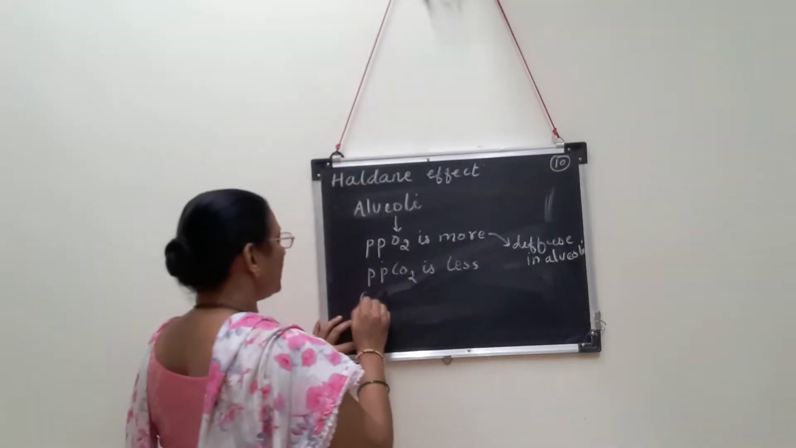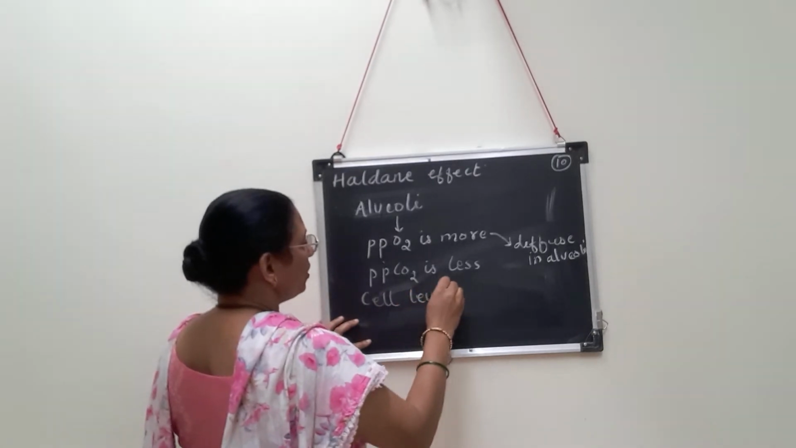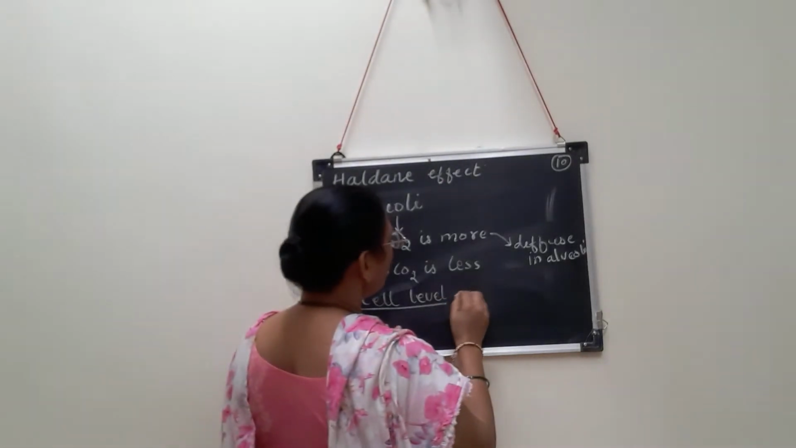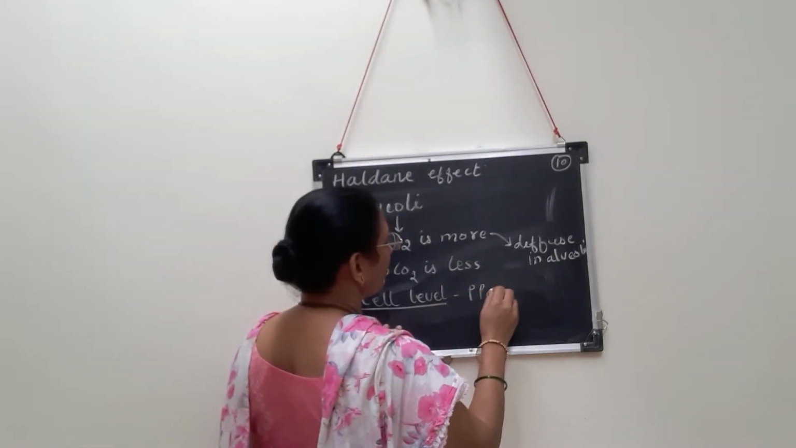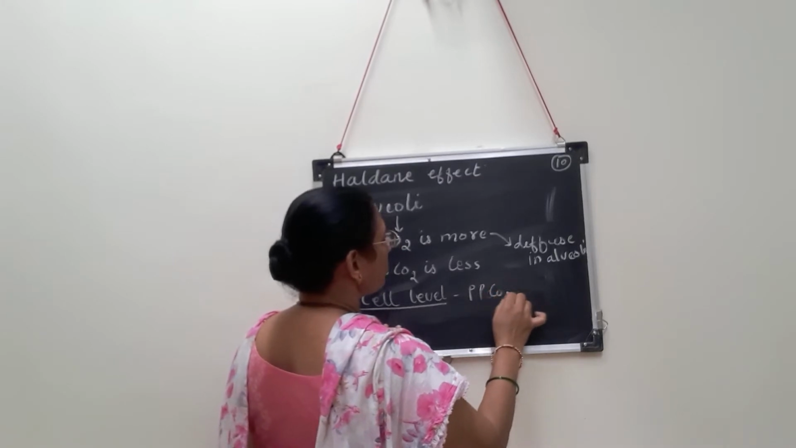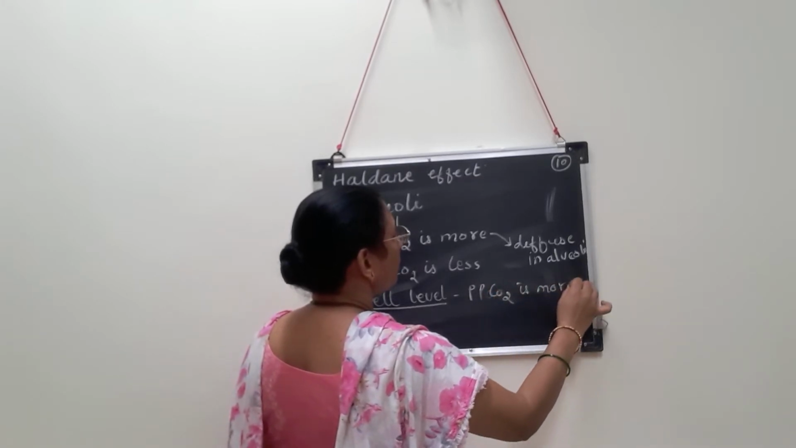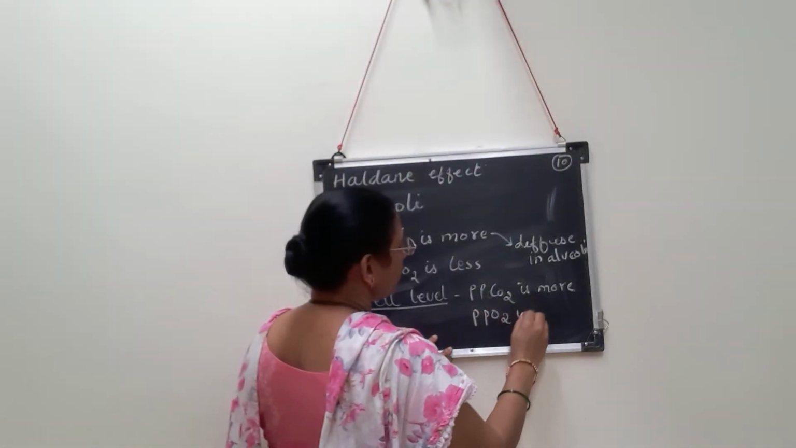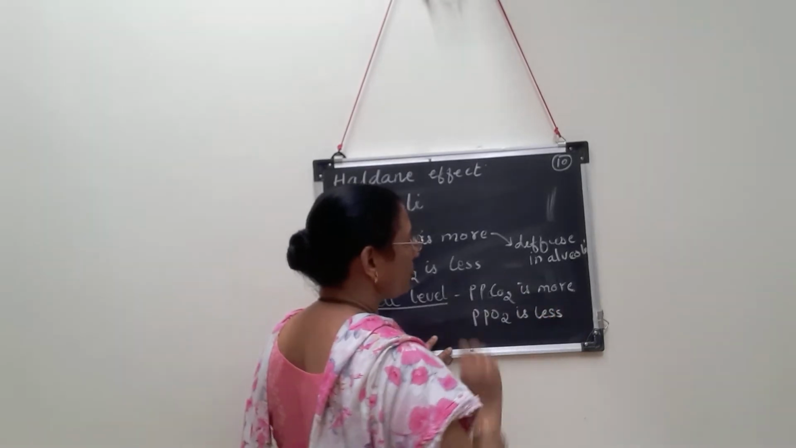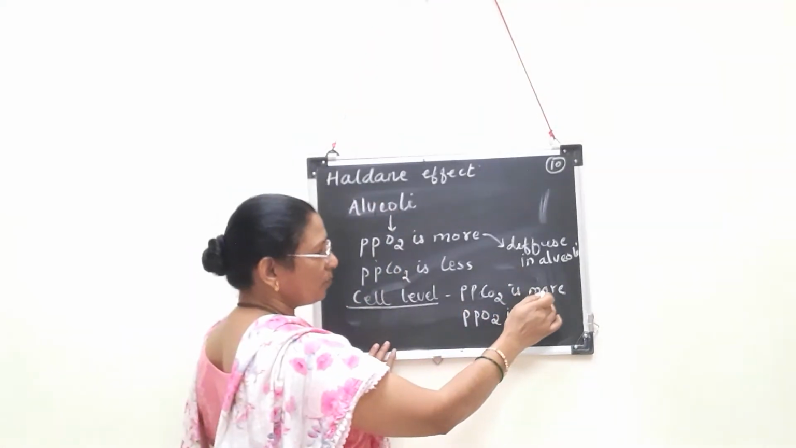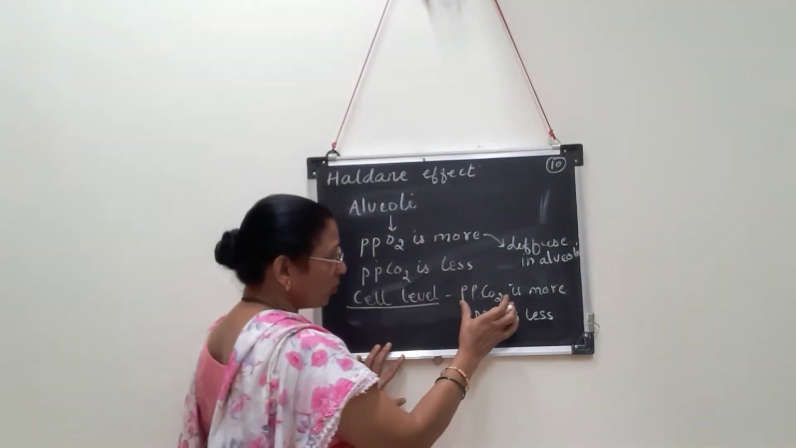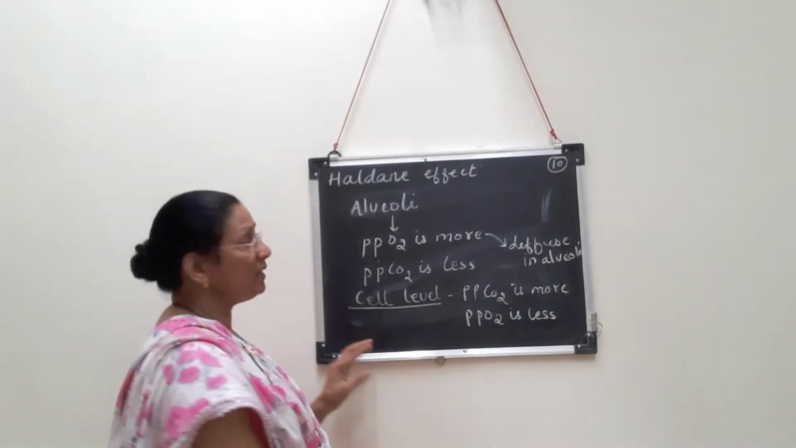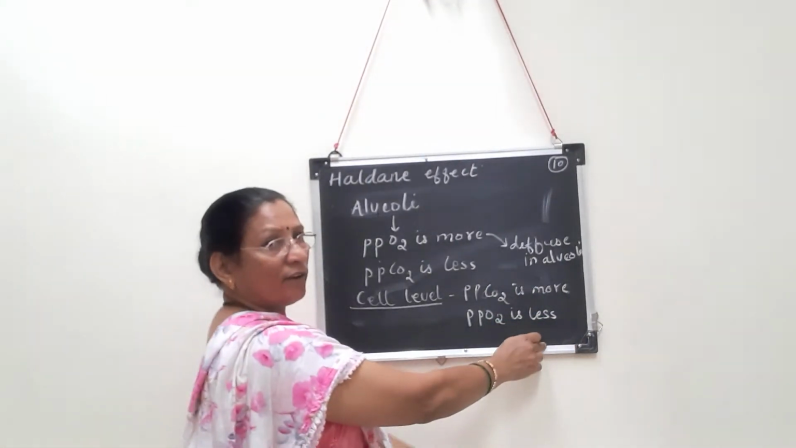When we go to the cell level, because of metabolism, because of oxidation of oxygen, there will be more partial pressure of carbon dioxide. So partial pressure of carbon dioxide is more in the cell. And what about partial pressure of oxygen? This partial pressure of oxygen will be less. So as partial pressure of carbon dioxide is more in the cell, this carbon dioxide will diffuse back into the blood vessels so that it will be given out. This effect is called the Haldane effect.